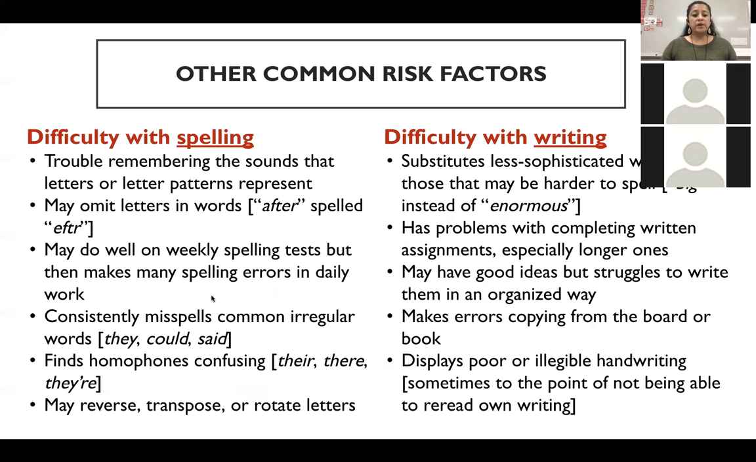They consistently misspell common irregular words that we work hard on, so they know this is the way it's spelled because it cannot be pronounced and spelled out that way. They find homophones very confusing, like there and their, so we go over that as well. They may reverse, transpose, or rotate letters, and this conflicts with writing. They may substitute less sophisticated words. Instead of saying enormous, they'll just say big because it's easier to spell.